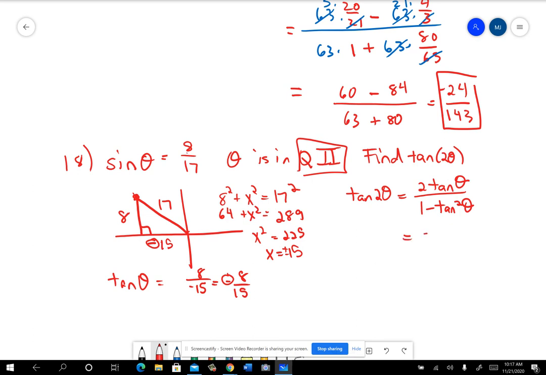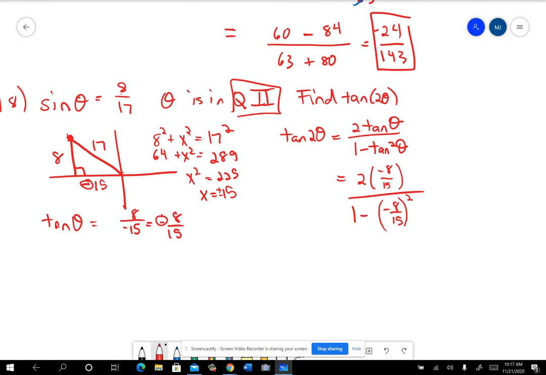So now you go to the formula, and in place of tangent theta, you put negative 8/15. And then you do 1 minus, and the negative 8/15 is tangent theta, and that has to get squared. So that's like 2 over 1, and you're just multiplying straight across. That's going to be negative 16 over 15. And then down here we have 1 minus, and be careful. The negative 8/15 gets squared and becomes positive 64 over 225. And then the formula had a minus in it. So there are a lot of places where your mistake might be a sign error or something to that effect. So you need to be real careful.